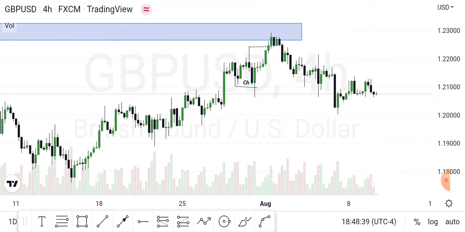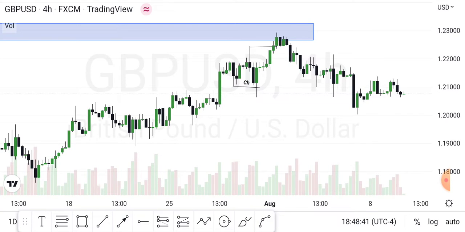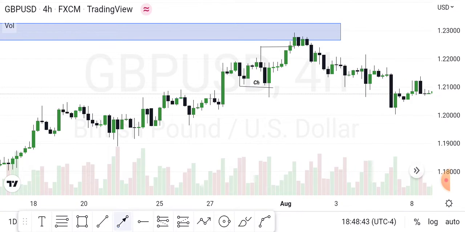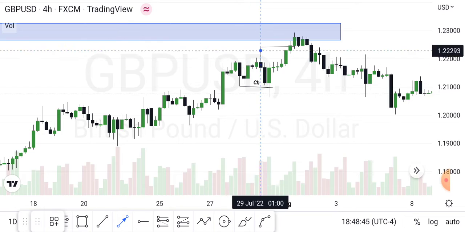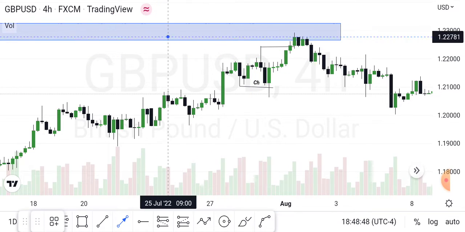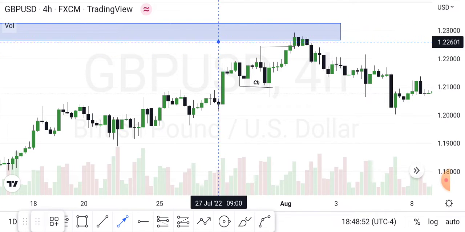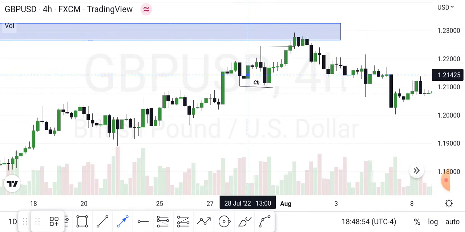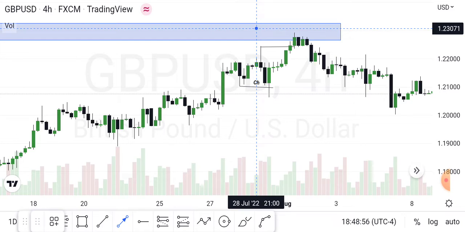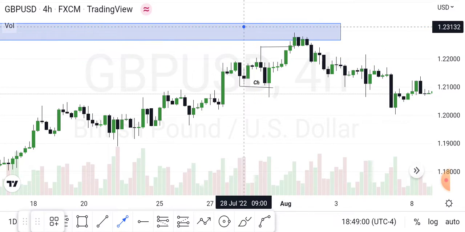So now there was this change of character here, and this inducement was formed. So it validated the POI. This was how I knew this POI was going to hold, because I saw inducement created next before the POI. So you understand the whole story now. That was why I was able to trade from this zone.